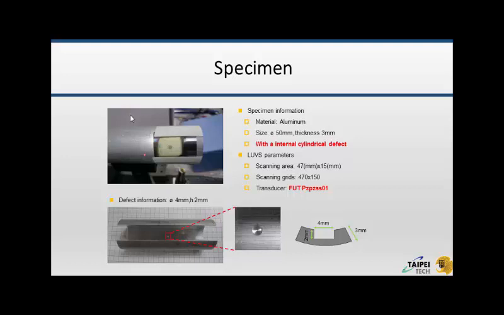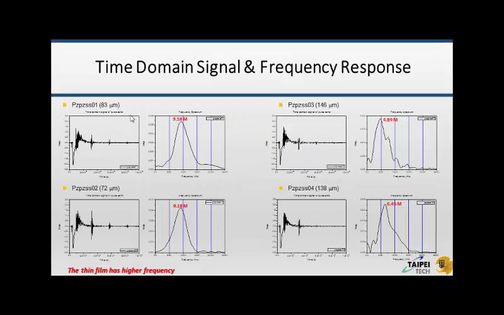Okay, so this is the schematic structure of the defect. And then it's the result. First, this is the time domain signal and frequency response of the four transducers. You can see the noise is low, and you can see at least two echoes from the specimen. I think it's very good. For transducers one and two, the PZT film is thinner, so its frequency is higher. For these two, the film thickness is around 140, and the frequency is lower.